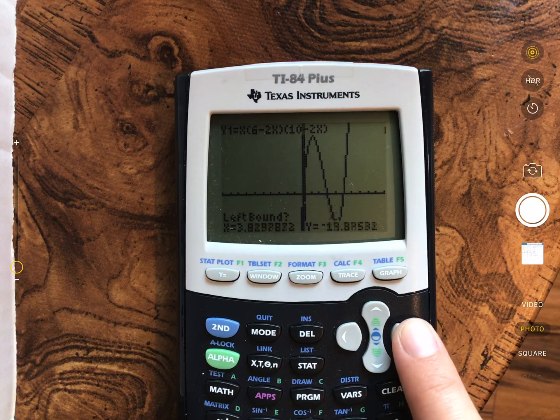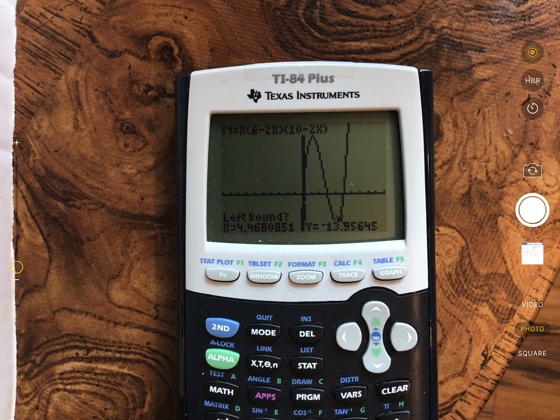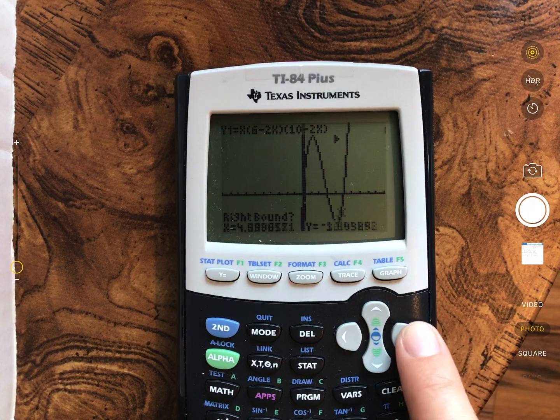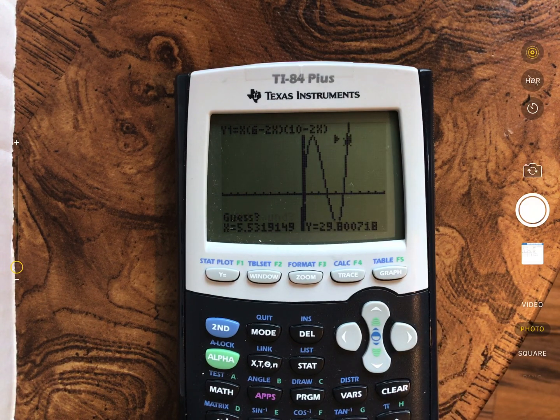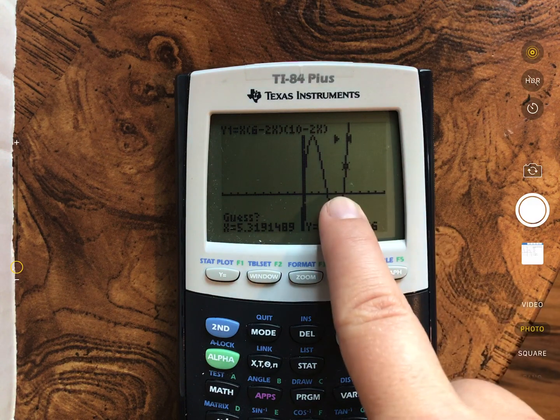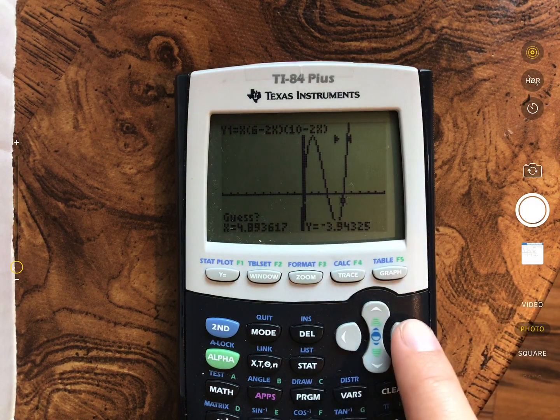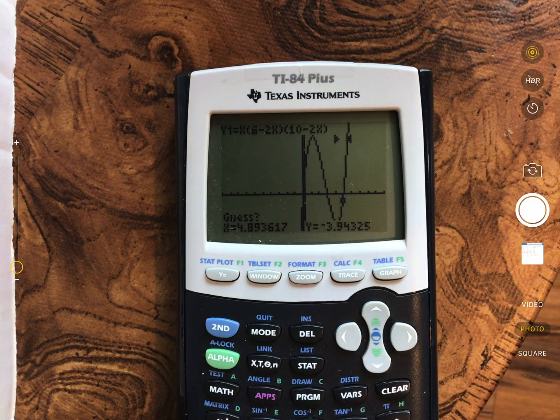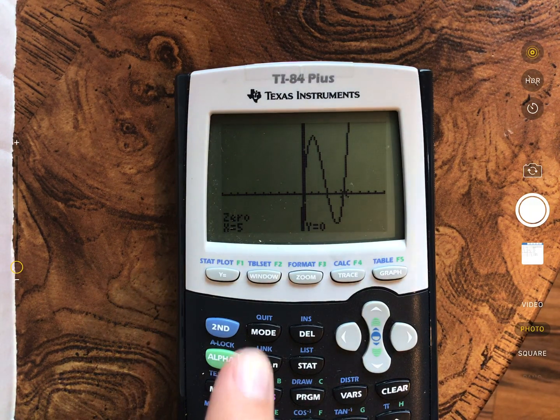So now I'm trying to find this third 0. I want to make sure I'm to the left of it, so I'm going to hit enter here. Now it's asking me for my right bound, so I'm going to hit enter here. I see my two arrows. It's telling me it's looking for it between there. And my guess, I'm not sure which of those is closer, but I'm going to get as close as I can. And it tells me my third 0 is when X is 5.